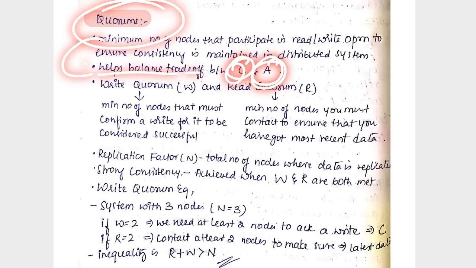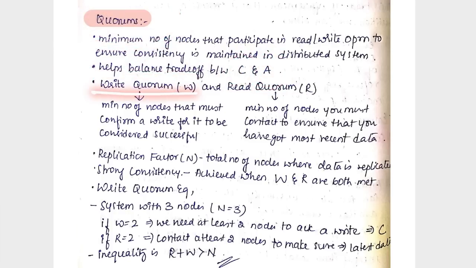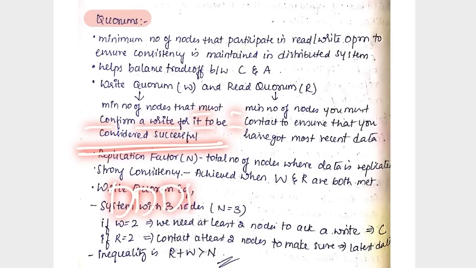Under quorums we have two types, the write quorum and the read quorum, depicted as W and R. Write quorum is the minimum number of nodes that must confirm a write for it to be considered successful. So the minimum number of nodes necessary to ensure that the write operation has happened successfully, we make use of the write quorum.